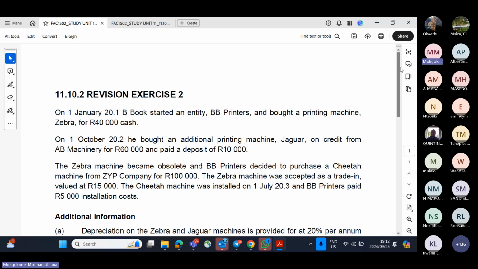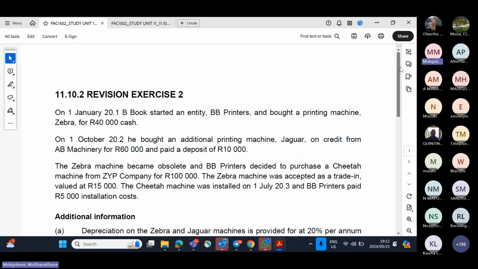Here, before our current financial period, because remember our current financial period starts on 1st of January 20.3. Three months before is October, November, December. Three months before our current financial period, they bought an additional printing machine, Jaguar, for 60,000 and paid a deposit of 10,000.